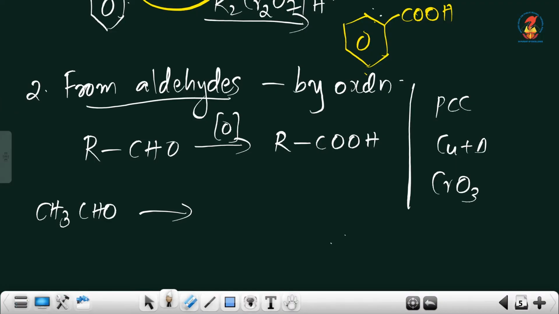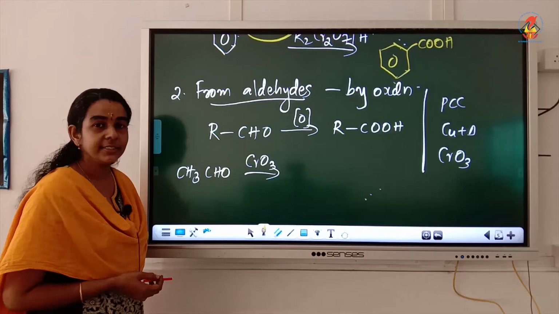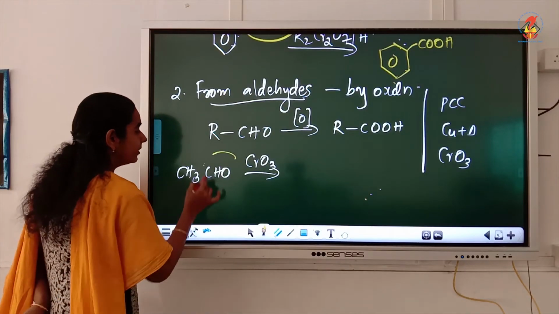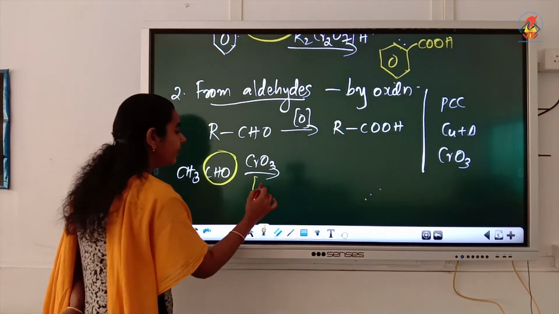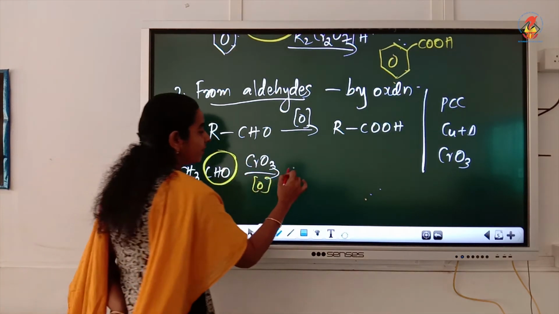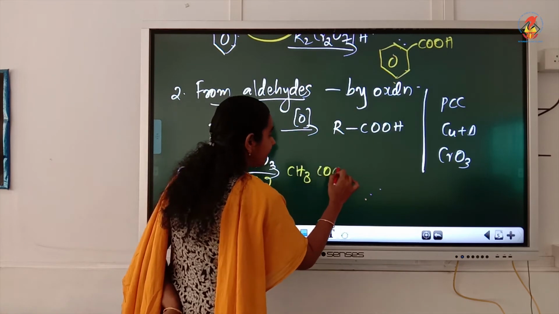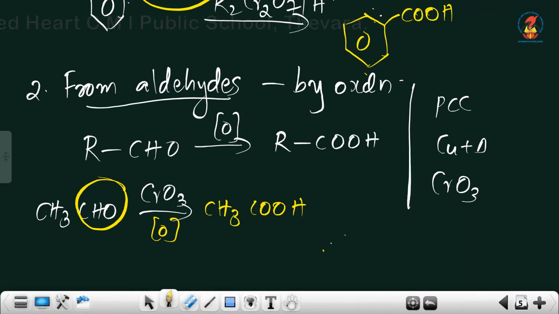For example, CH3CHO, above the arrow if it is written as CrO3. From the reagent it is clear that the reaction taking place is oxidation. See what is the functional group written here, it is an aldehyde. So aldehyde always on oxidation we will be getting what? Carboxylic acid. So we need to replace only CHO by COOH.